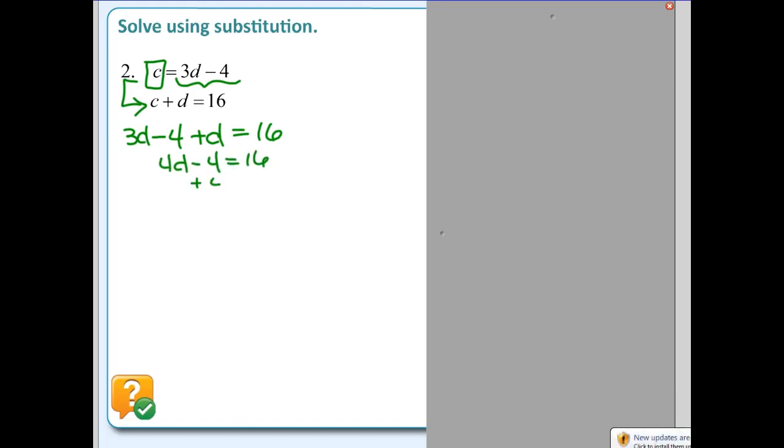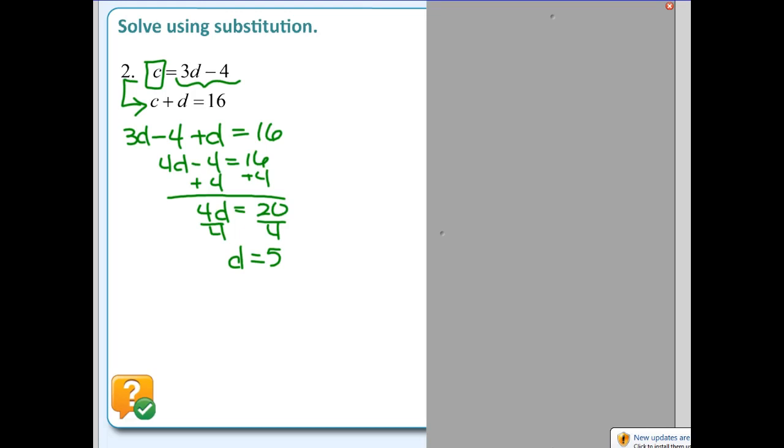We're going to get rid of our floater. We're back to those properties of equality from chapter 3. 4d, and when I add over there, we're going to add 4, so we get 20. And when I divide both sides by 4, what does d equal? d equals 5.